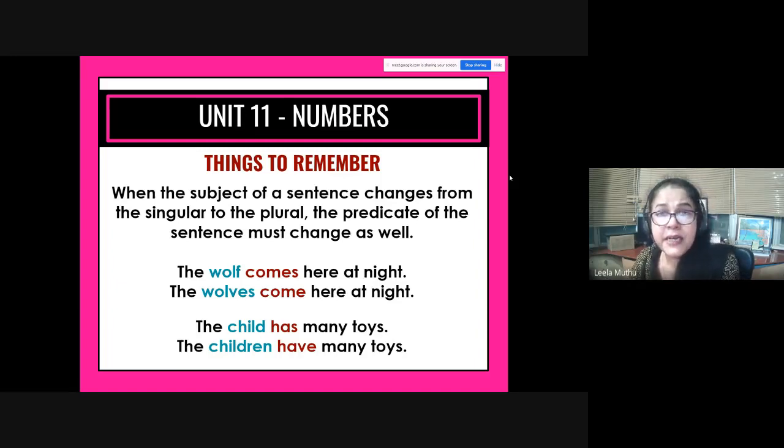The wolf comes here at night. The wolves come here at night. Come is the plural verb. Okay. The child has many toys. The children have many toys. So as you can see, the child is the subject, the predicate is has many toys. The children becomes the subject, which is a plural subject, and the predicate changes because the verb becomes a plural verb. Has becomes have. The child has many toys, the children have many toys.